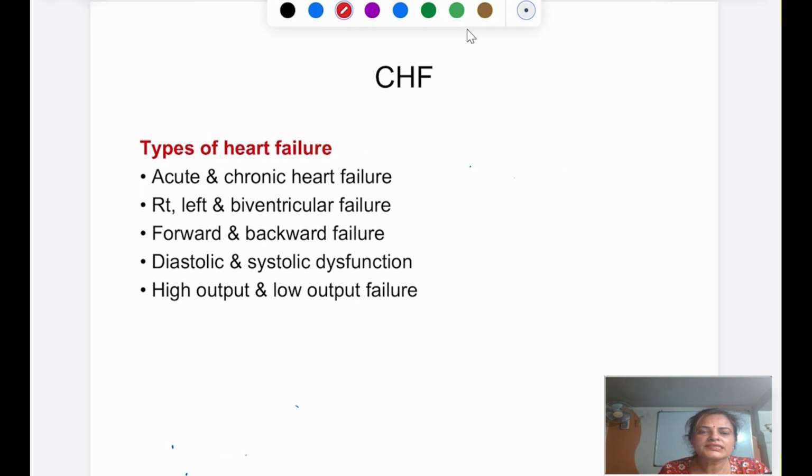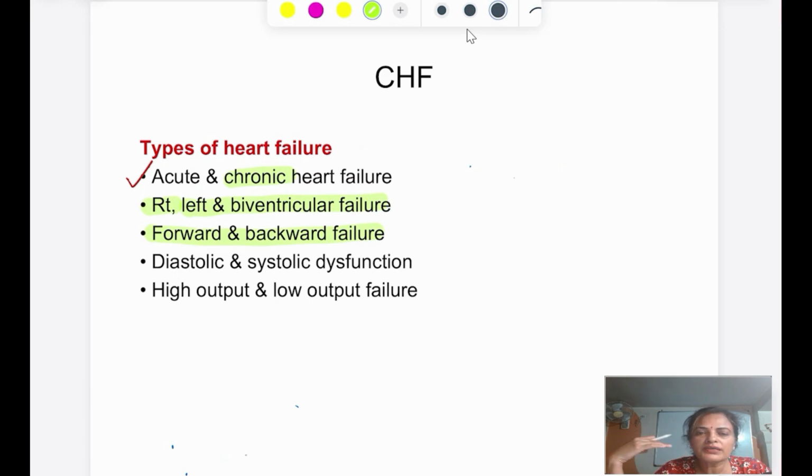Now, what are the various types of heart failure? First is acute heart failure, which develops suddenly. Chronic heart failure develops gradually over time. Then right, left, and biventricular failure. Right heart failure involves the right side of the heart, left involves the left side of the heart, and biventricular failure involves both the sides. Now forward and backward failure.